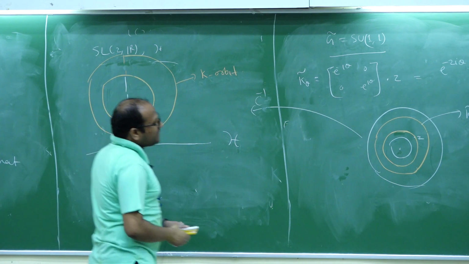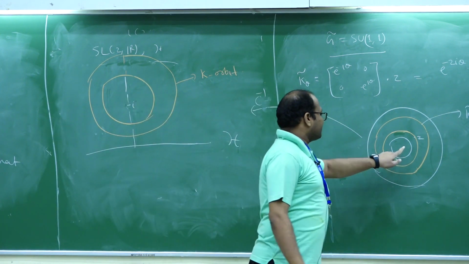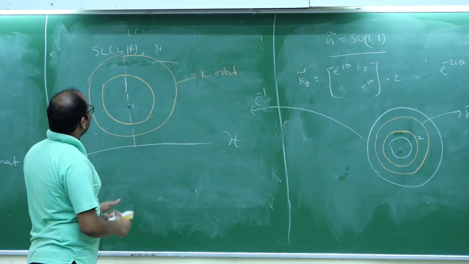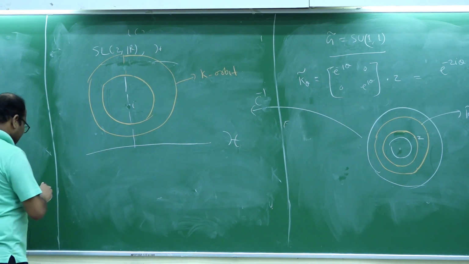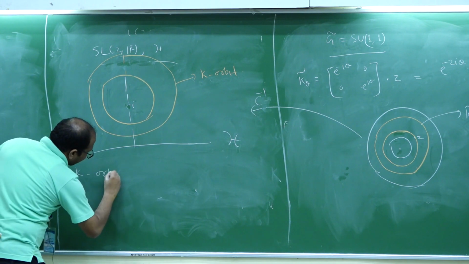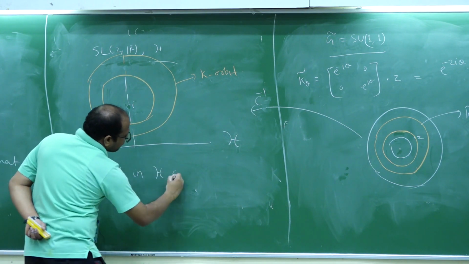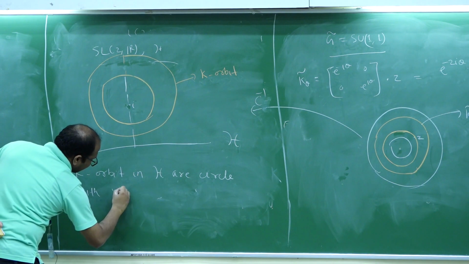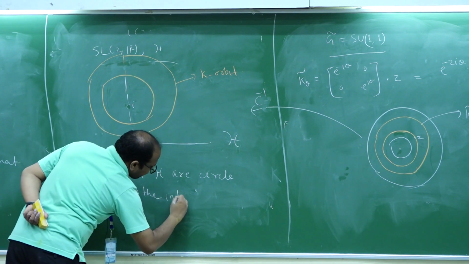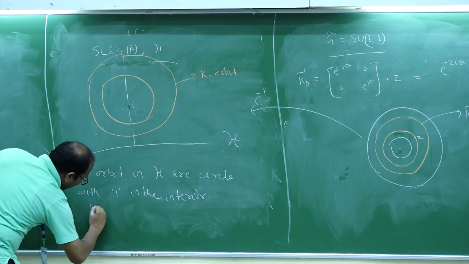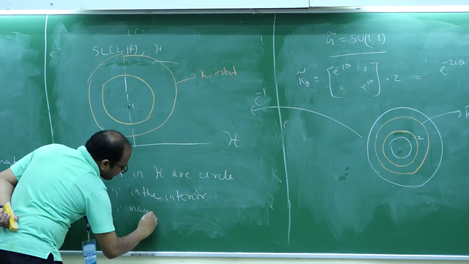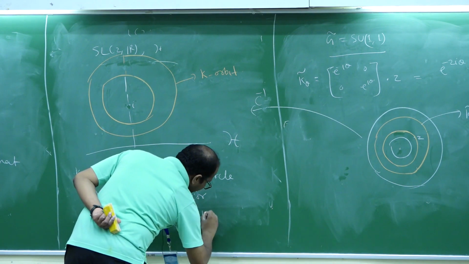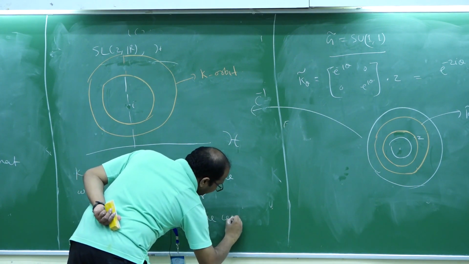And since 0 lies inside the circle, therefore this point I will lie inside the circle, but I may not be the center of the circle. So the K orbit images are circles with I inside, but I may not be the center of it, because the map doesn't really preserve the center.